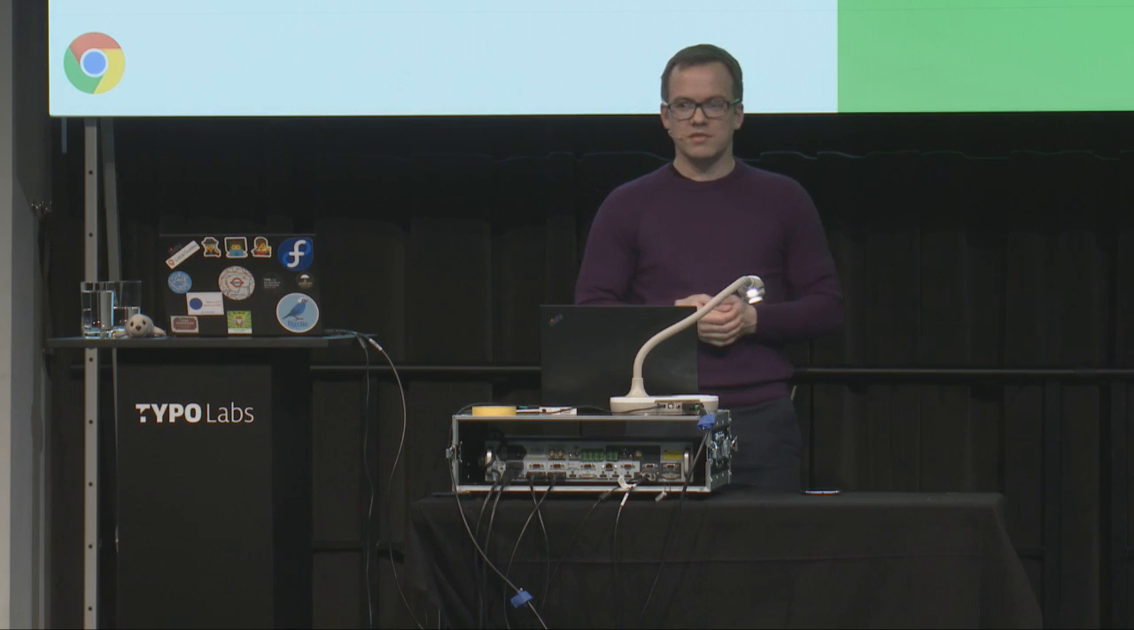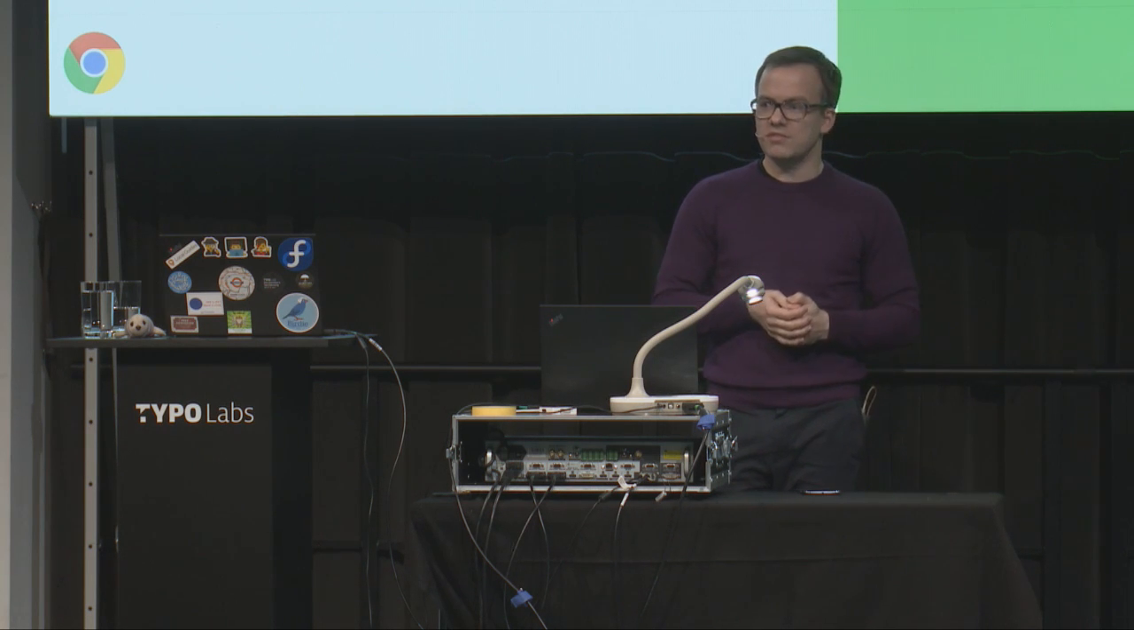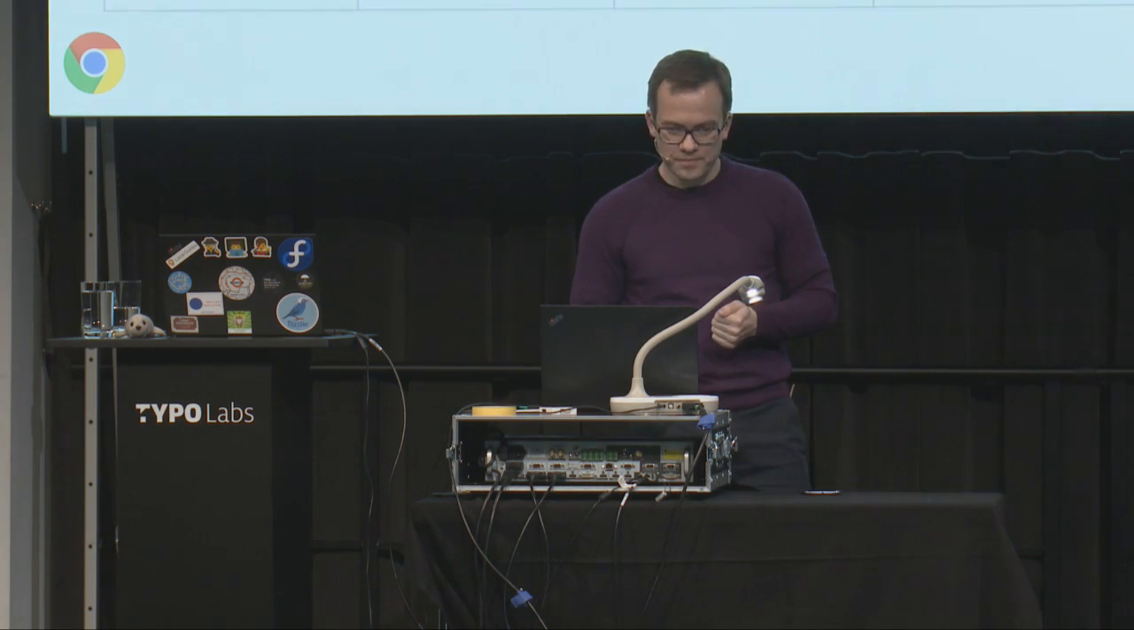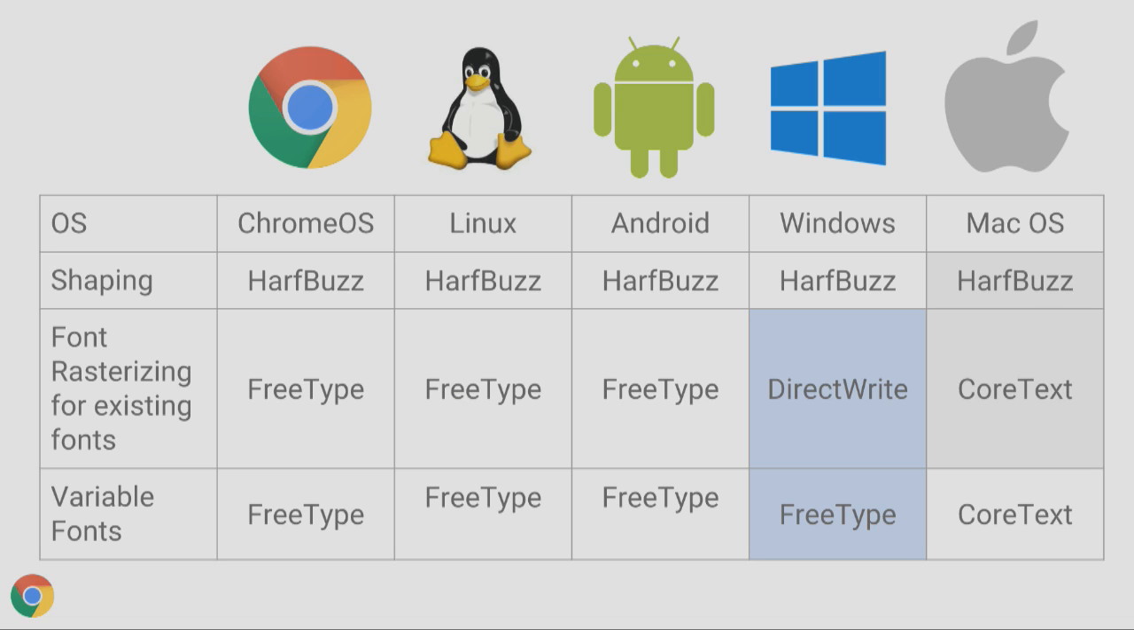So a few words on the software architecture, and I've mentioned some of this. We have these platforms that we need to support. For font shaping, we're using HarfBuzz everywhere. So we're using HarfBuzz on Chrome OS, Linux, Android, Windows, and Mac OS. And for font rasterizing for existing fonts, on our own platforms and Linux, we're using FreeType. And on Windows, traditionally, we use DirectWrite. And on Mac, we use Core Text for that, through our graphics library called Skia.